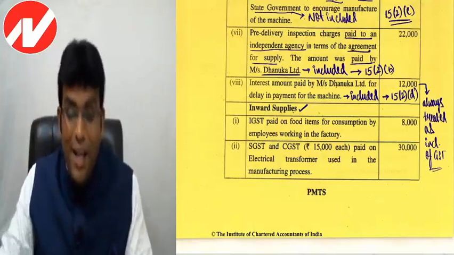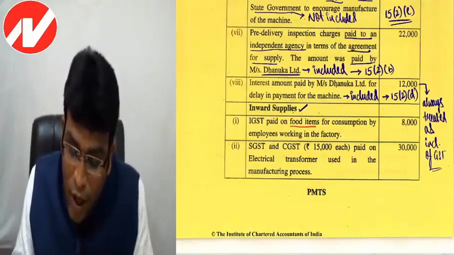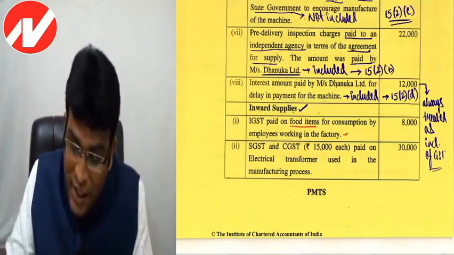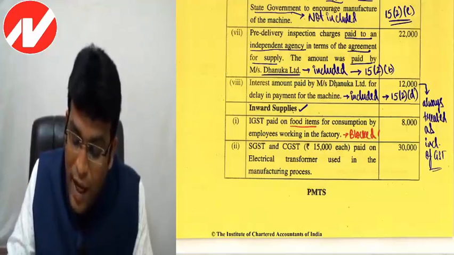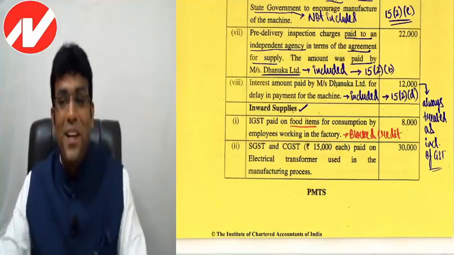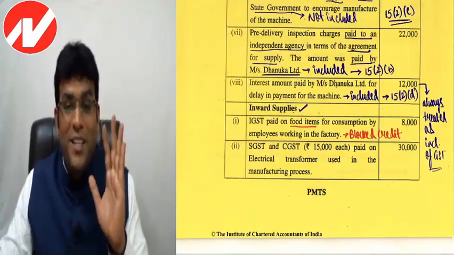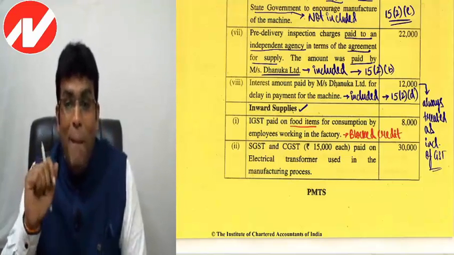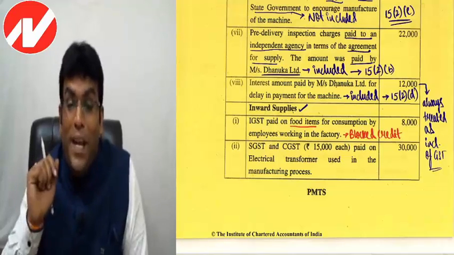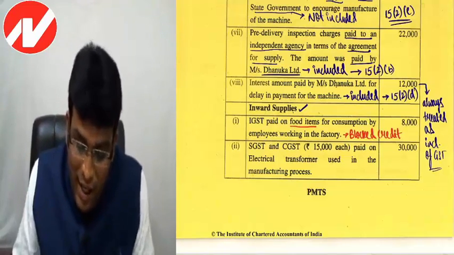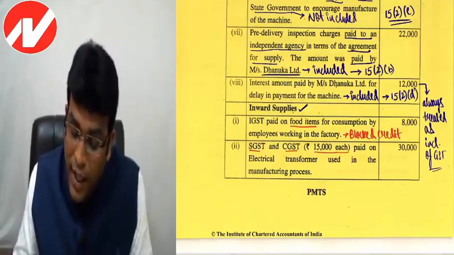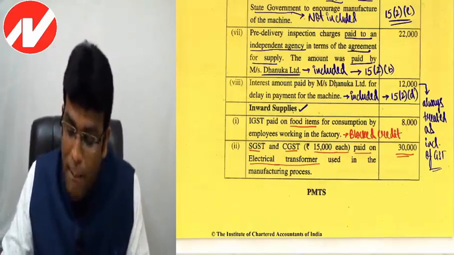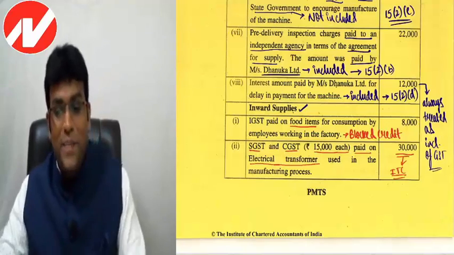Clear, friends? Done. Inward supplies. IGST paid on food items for consumption by employees working in the factory. That is straight away, as you all are aware, a blocked credit, because on food items we can't take credit. However, credit is allowed if it is a statutory obligation for the employer, but nowhere they told it is a statutory obligation. Next line. SGST and CGST of 15,000 each paid on electrical transformer used in the manufacturing process. This happily we can take input tax credit. No doubt about it.